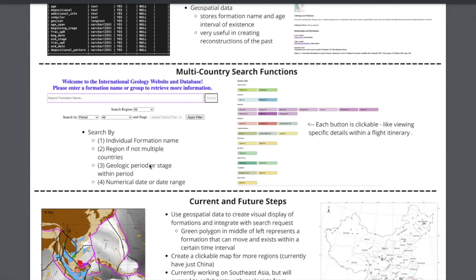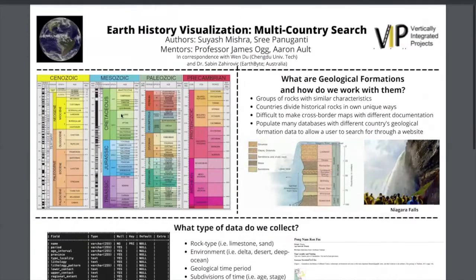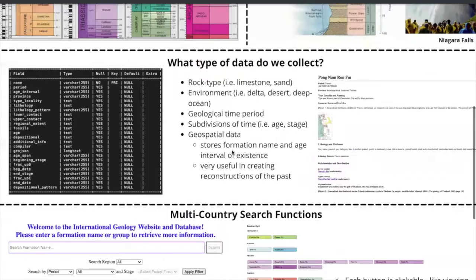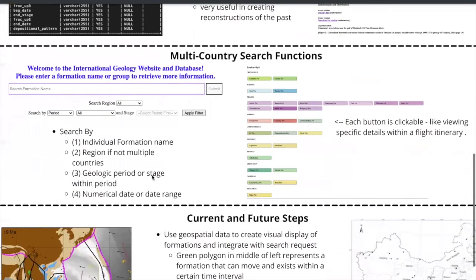And then you can also search for geological period here. Along with geological period, you have different stages that are a subdivision of them, as seen in this little chart over here. These are different stages within a geological time period. And you can also search for a numerical date or a numerical date range, if that's how you would like to work.